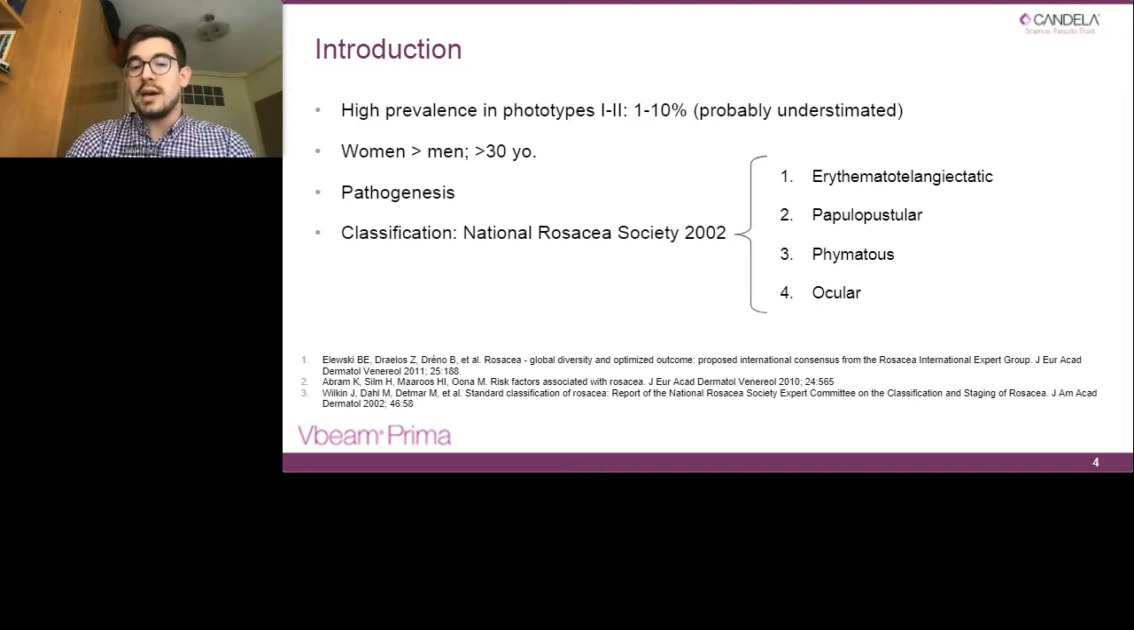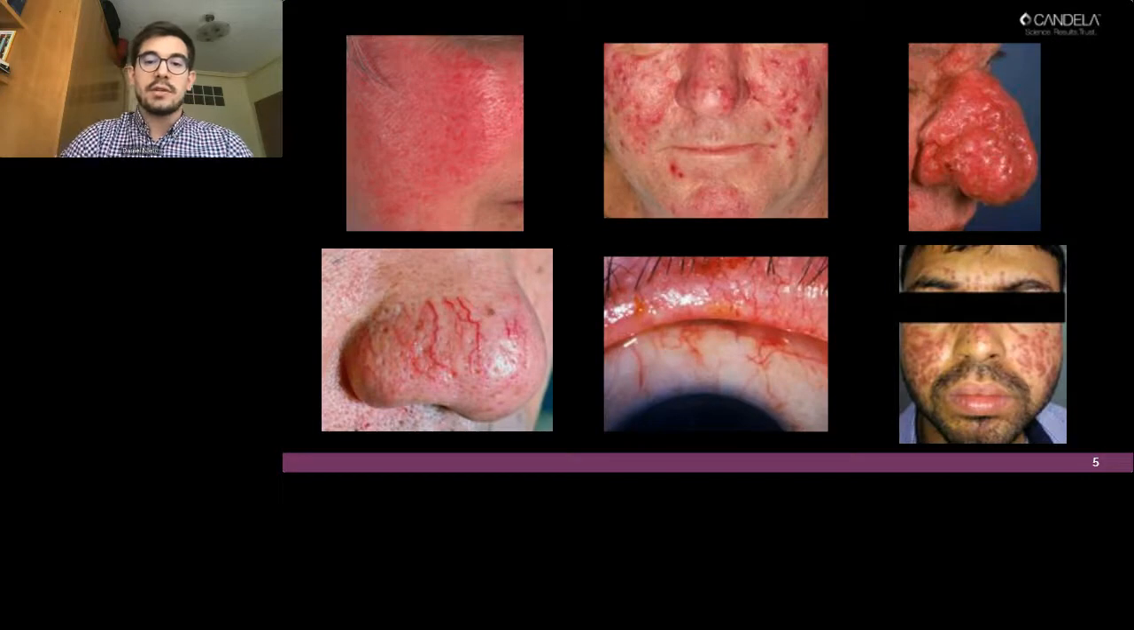Just notice that the portfolio of the Vivim Prima, which is the latest device I'm going to talk about, includes the treatment of most of these conditions. Here you've got some cases taken from the literature. You see the erythema, very typical of rosacea, some telangiectasia on the nose, a papulopustular eruption, ocular rosacea with this telangiectasia on the eyelids and the sclera.